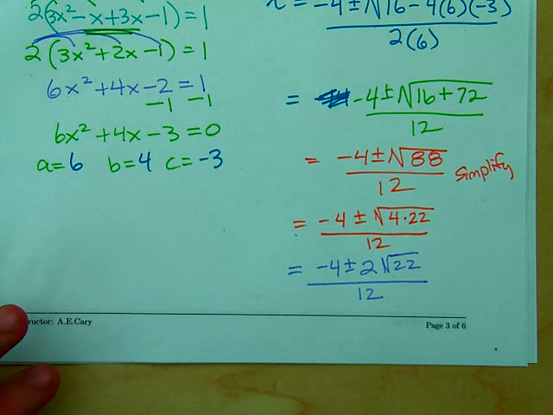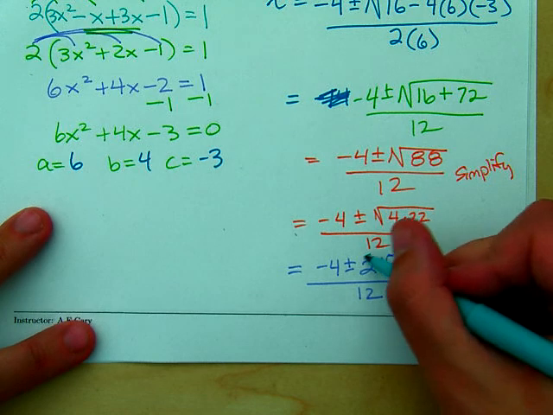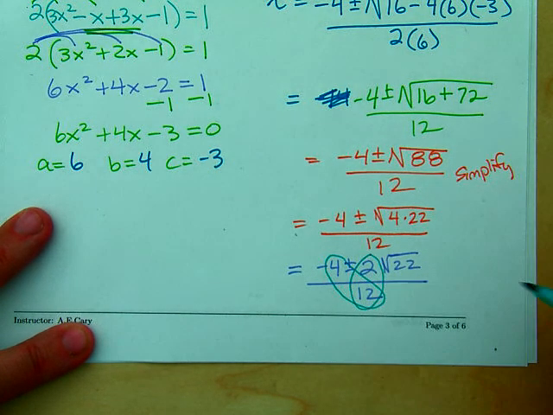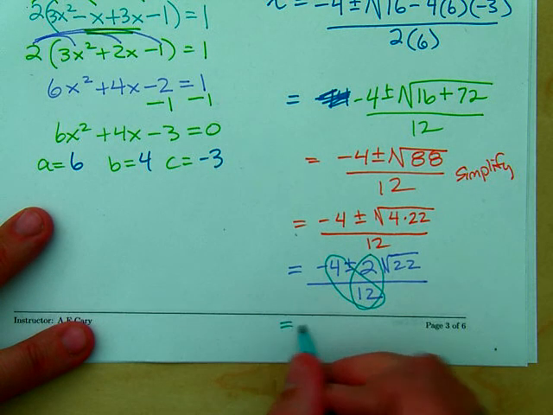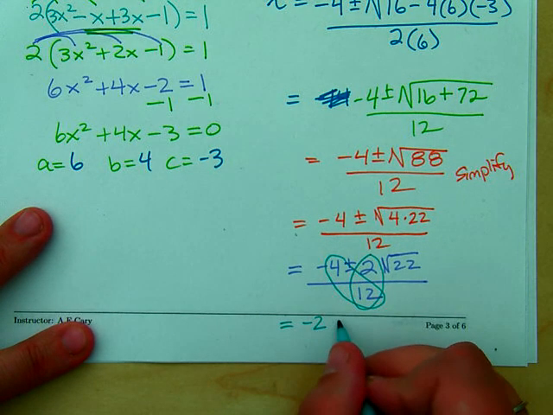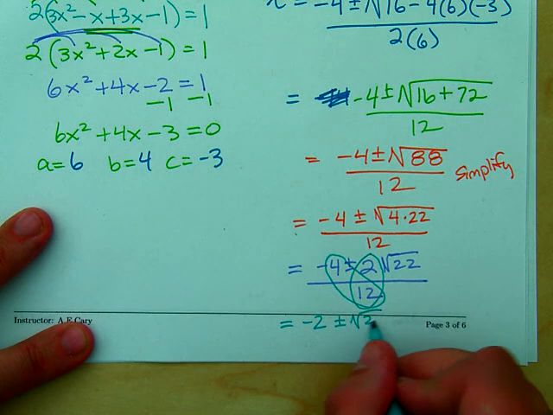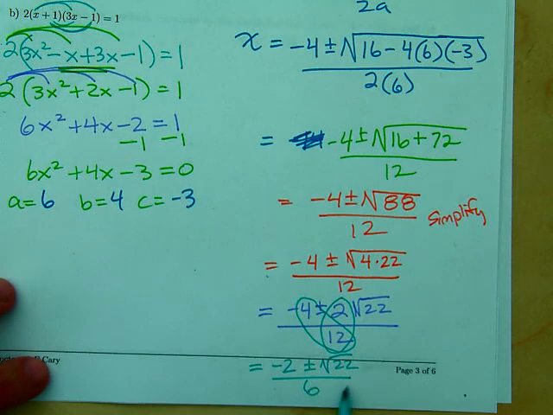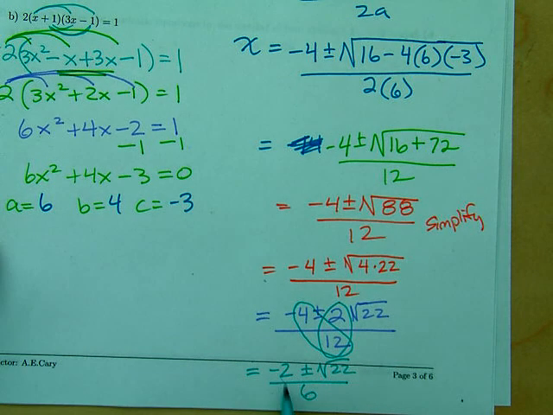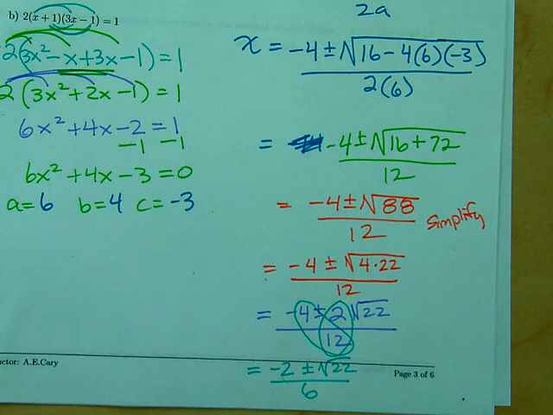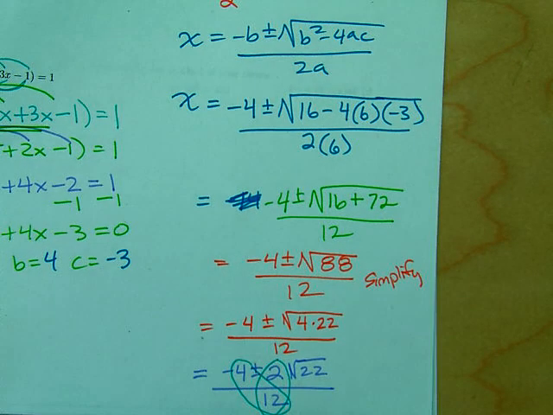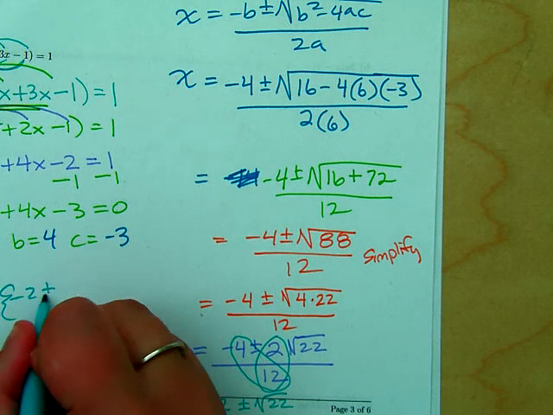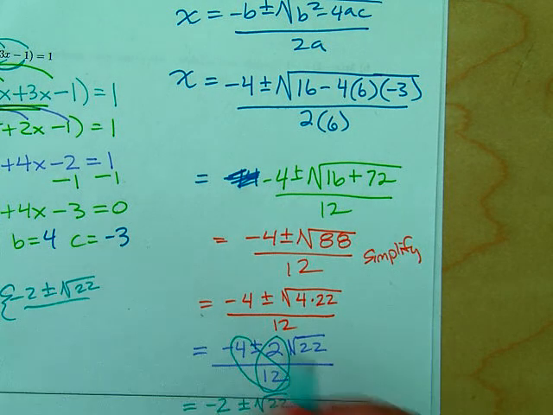Now, if we're going to simplify this any further, we're going to want to see if there is a number that goes into all of these. 2 goes into each one. So 2 goes in here, negative 2 plus or minus, 2 goes in here once, 2 goes in here 6 times. So that would be your most simplified answer. I'm not going to talk about checking on this one, but you could also check. So your solution set is negative 2 plus or minus square root of 22 over 6.